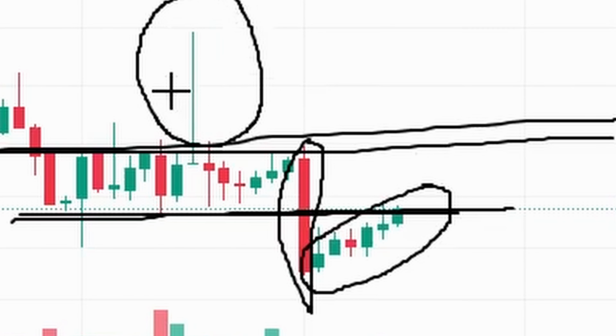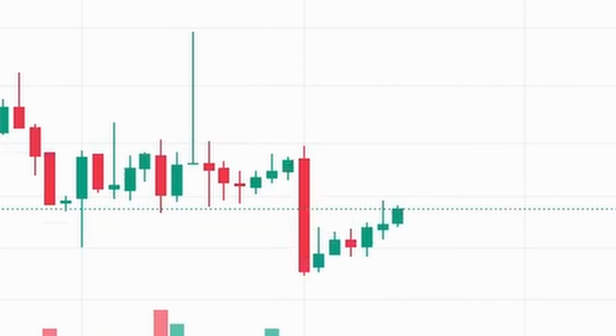The way this shooting star pattern, this candle with long upper tail, is termed as shooting star, and it is a bearish pattern. The way this bearish pattern has been formed, I won't be surprised if prices go further down. So I'm slightly bearish about Asian Paints.